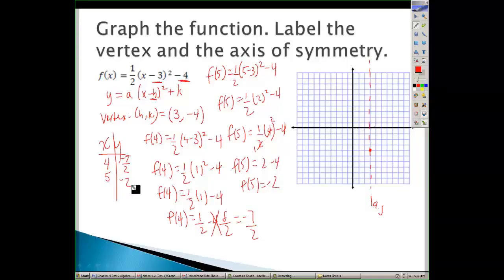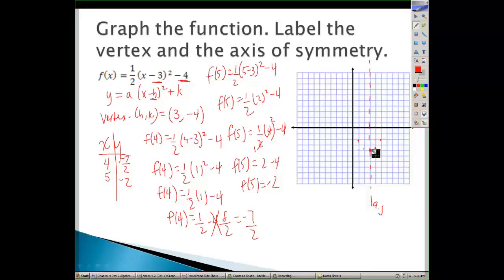All right, so I have these additional points on my graph. At 4, -7/2, you can actually think of it as -3.5 if you'd like. And I also have 5, -2 right here. As you can see, I only have three dots. However, I know because I have the axis of symmetry on my graph that there's also points in the exact opposite.